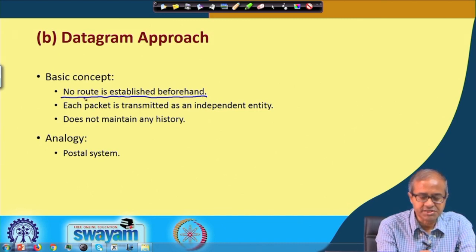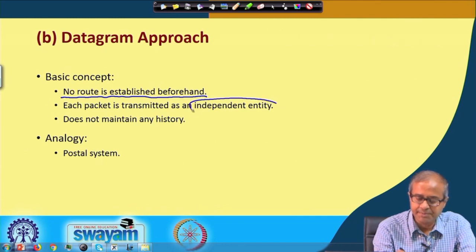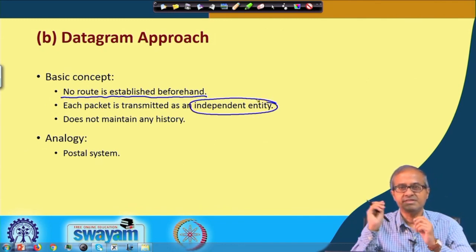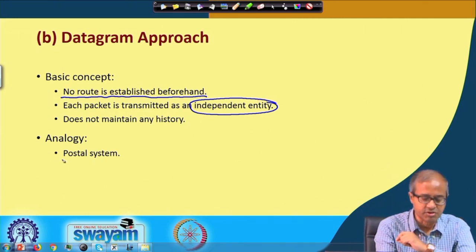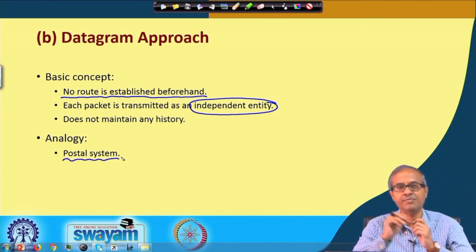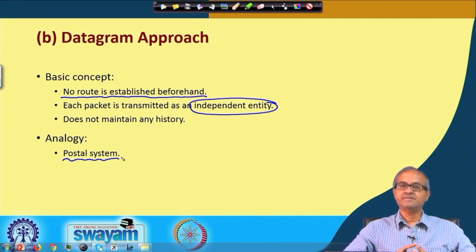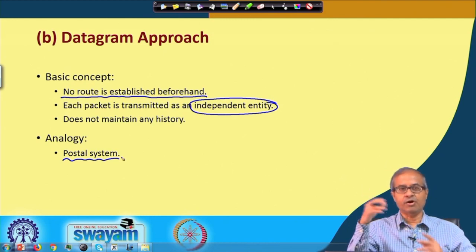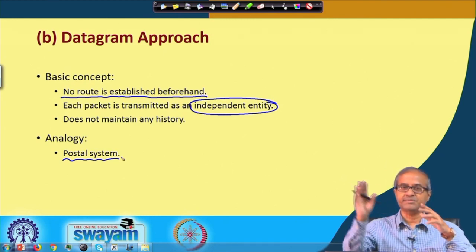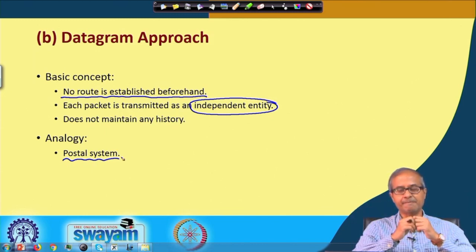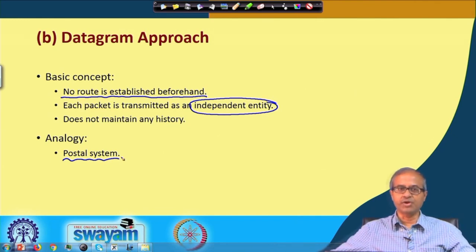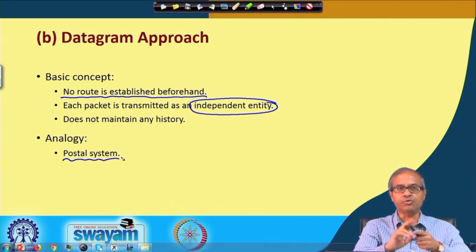Now, here because there is no route established, each packet is transmitted as an independent entity. Think of a postal system as an analogy. When you drop a letter in a letter box, each letter is dispatched as an independent entity. So, you do not know which path the letter is following or how it is going.